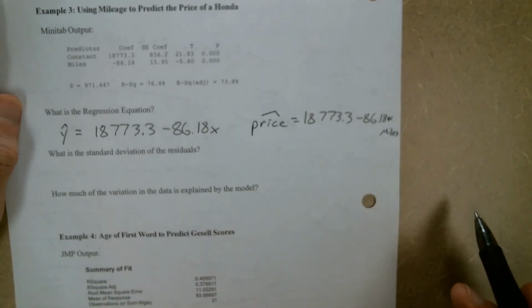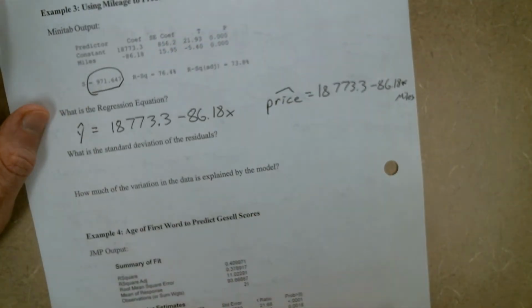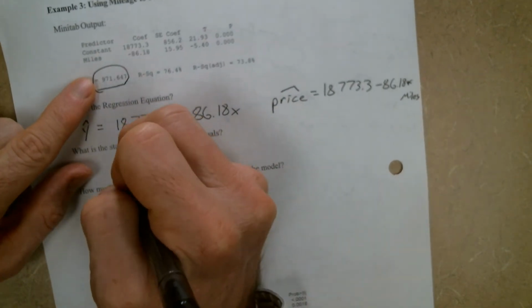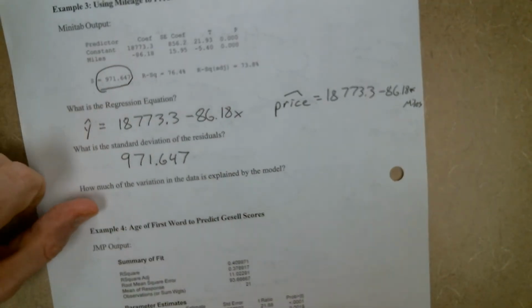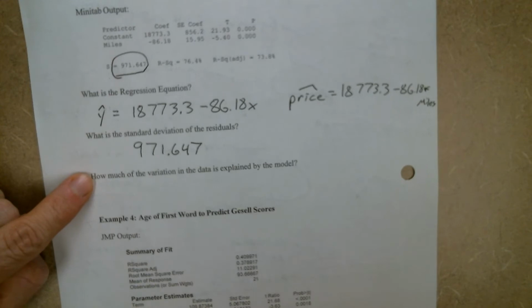All right, what is the standard deviation of the residuals? All right, that would be right here. 971.647. And then it says how much of the variation in the data is explained by the model.